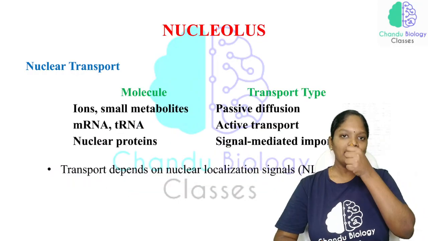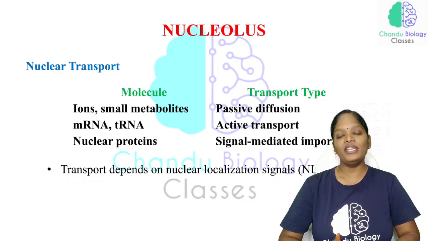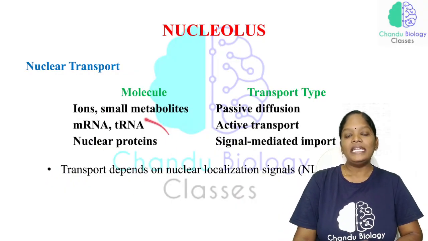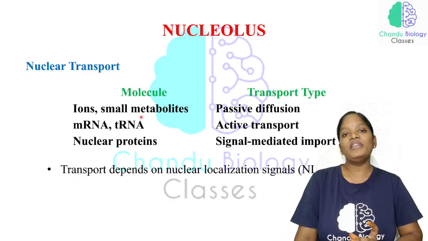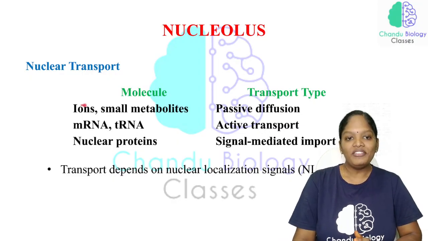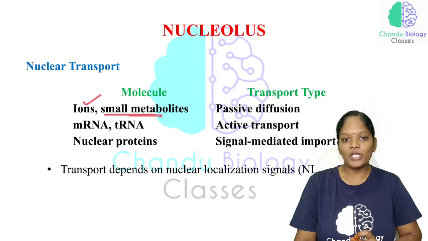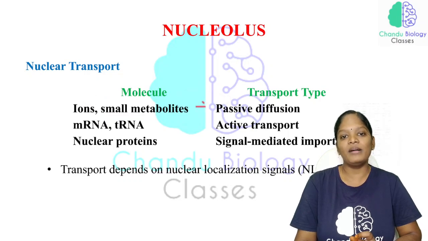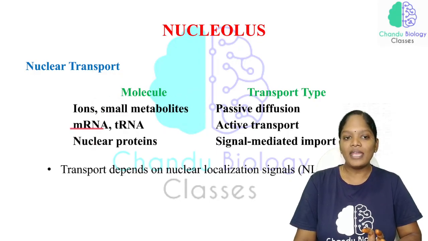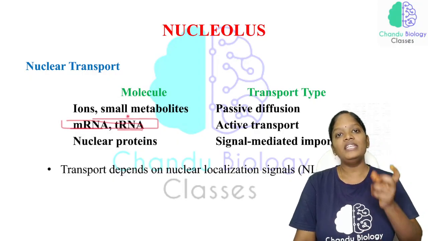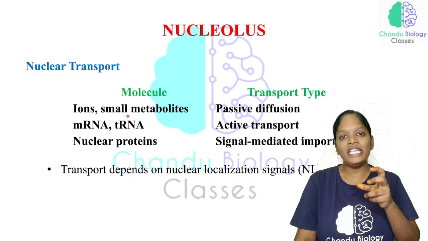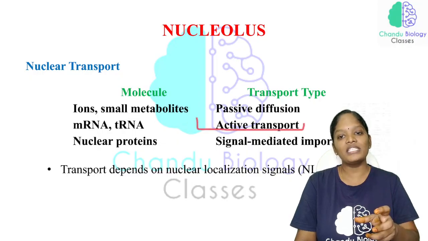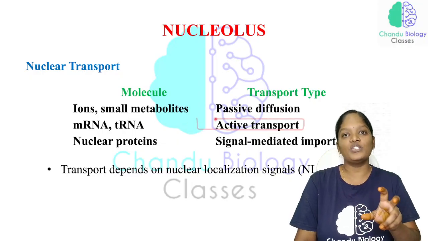Now, what are all the things which are transported in case of the nucleus? What are all the transport molecules and what will be the transport type? Okay, if it is ions or smaller metabolites, it doesn't need energy, it simply diffuses passively, so that is why it comes under passive diffusion transport. Now if it is mRNA or tRNA, that is messenger RNA and transfer RNA, it is a larger molecule, definitely it needs energy, so we can classify them under the active transport type.